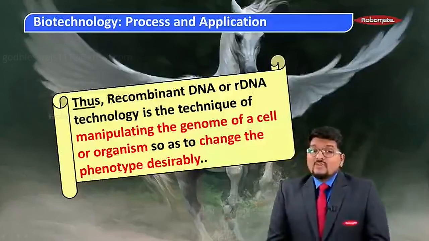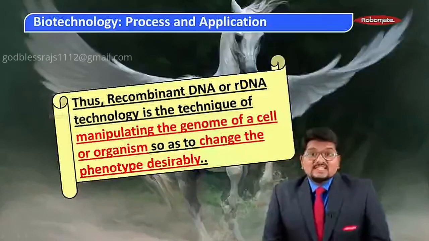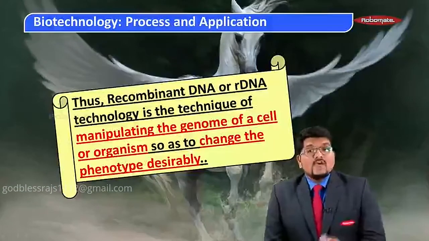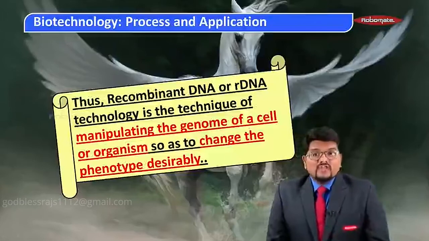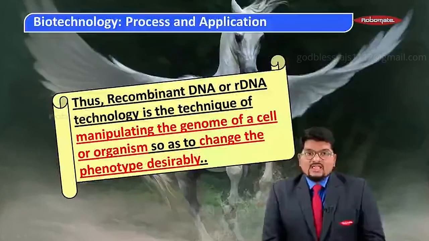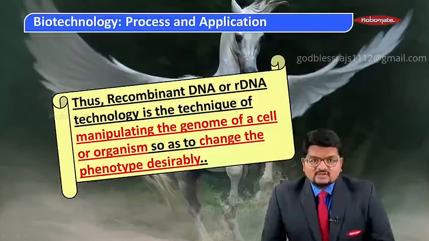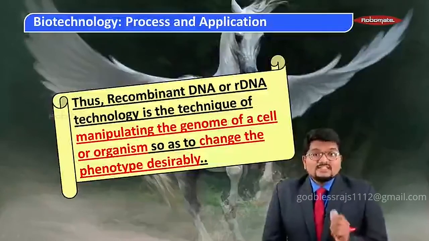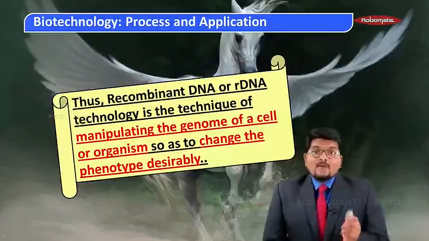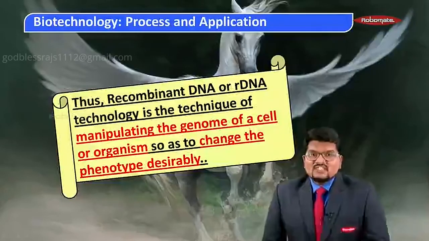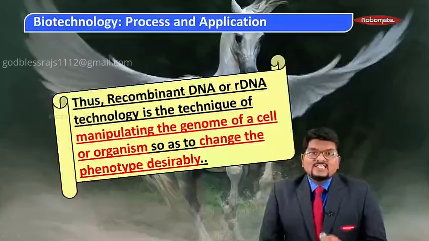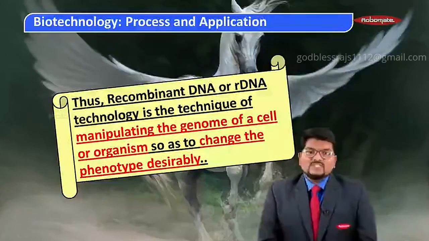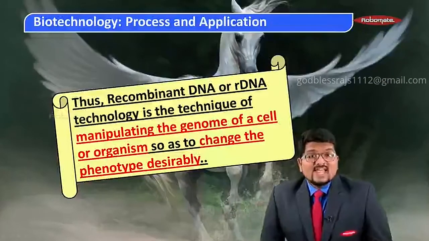So, let us have a look at the definition of recombinant DNA technology. Recombinant DNA technology is the technique of manipulating the genome of a cell or organism so as to change the phenotype desirably. Through rDNA technology, we can accomplish certain changes in the phenotype by inducing changes in the genotype. So this is nothing but the rDNA technology or recombinant DNA technology, which is a part of genetic engineering.